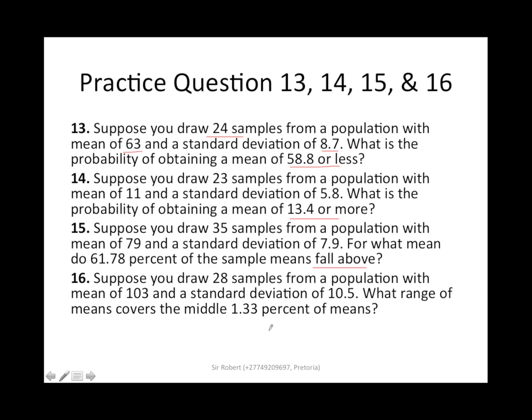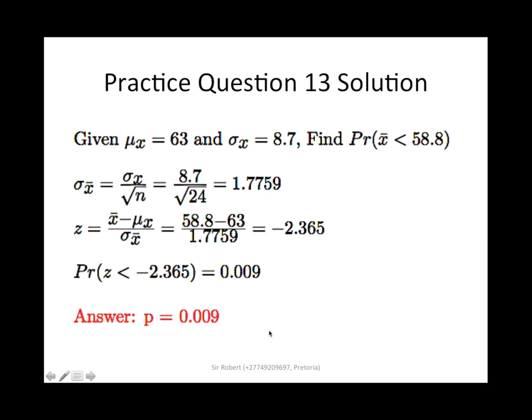So let's look at the solutions. For practice question 13, you know your standard deviation, and what we need is a mean less than 58. So you calculate your standard error, then you get this value. Then your z-score is 58 minus 63 divided by your standard error, and you get this one here. So you go to your z-tables.